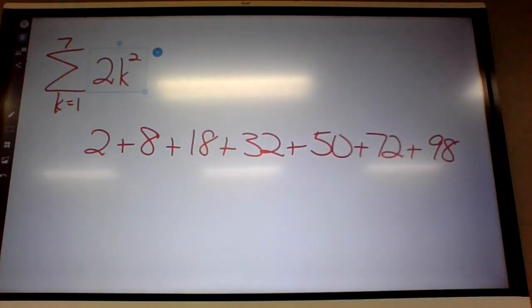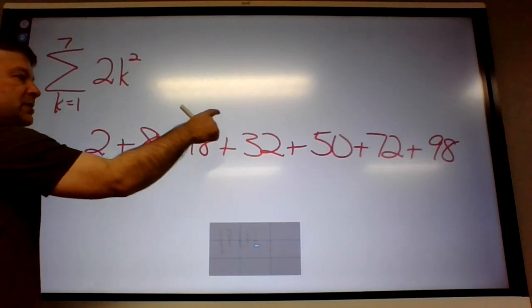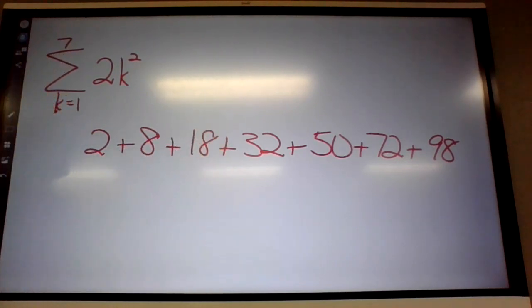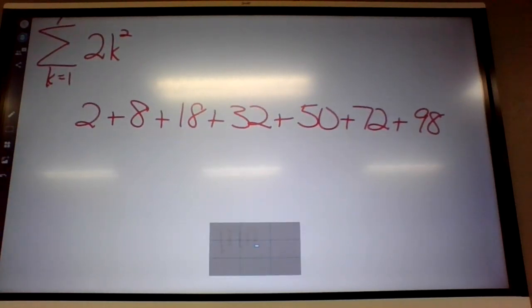By the way, this is not an arithmetic sequence, so you cannot use that formula. Because this is like plus 6, plus 10, plus 14. That is not an arithmetic sequence. The formula will not work for this one. It's 280.